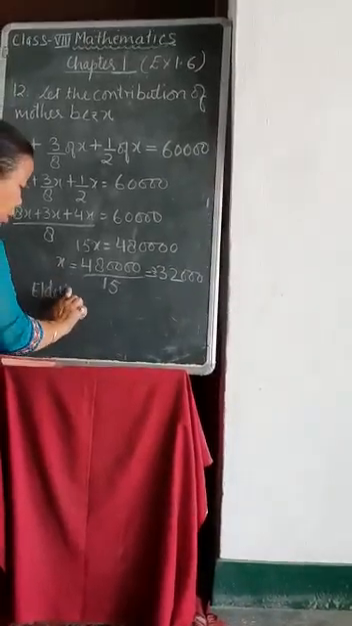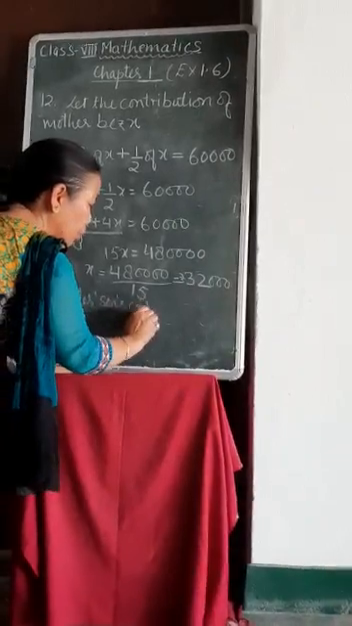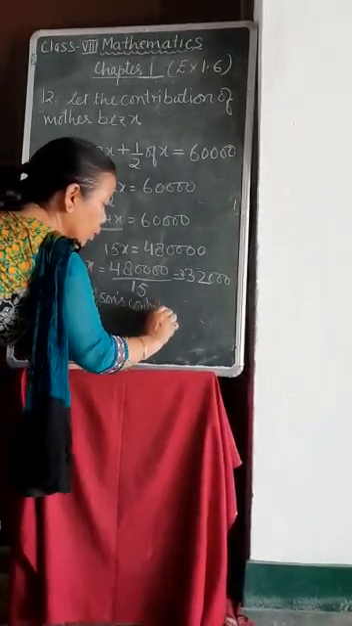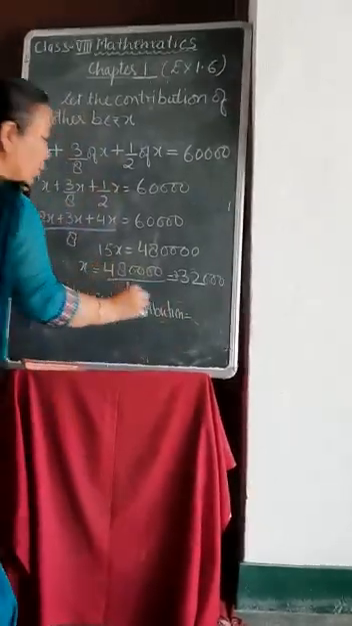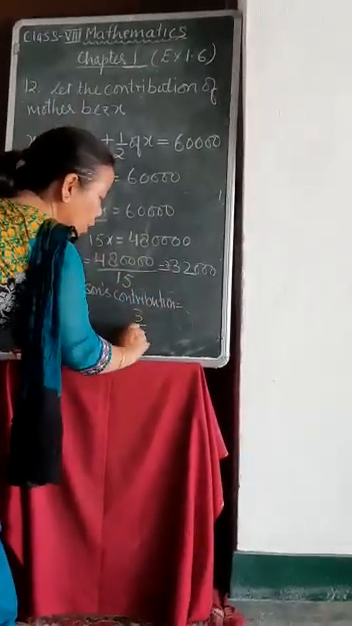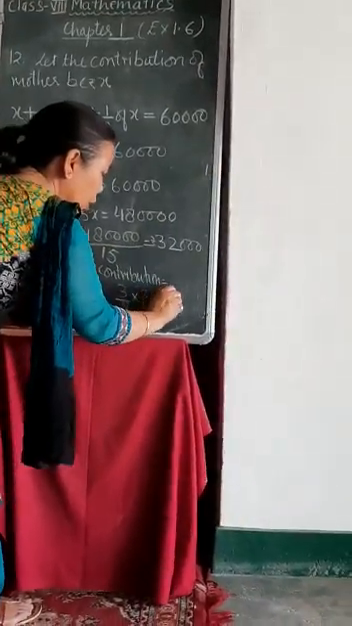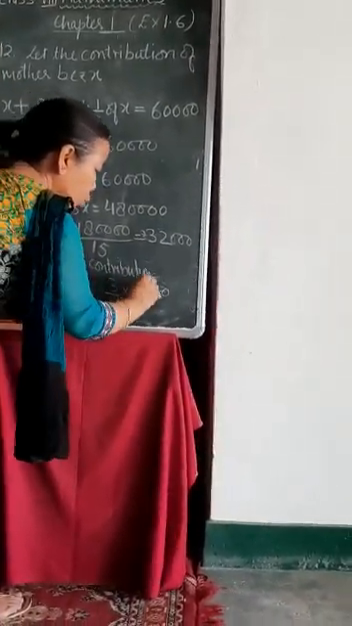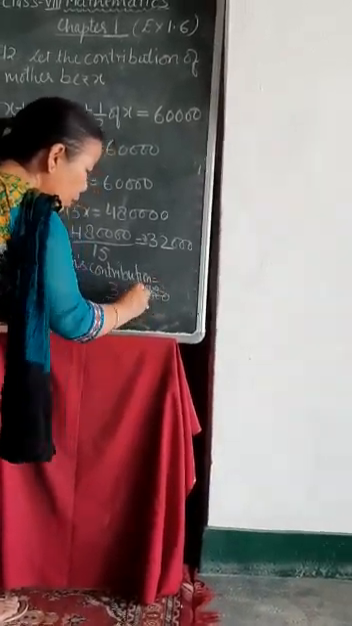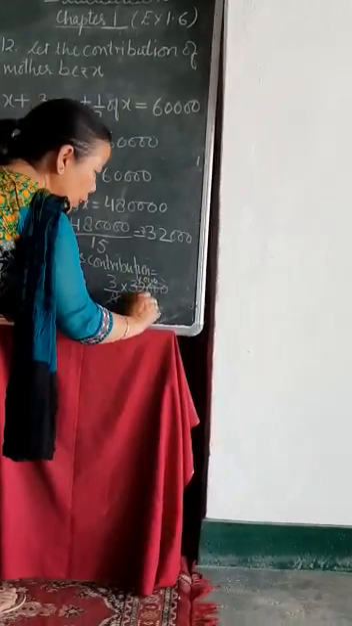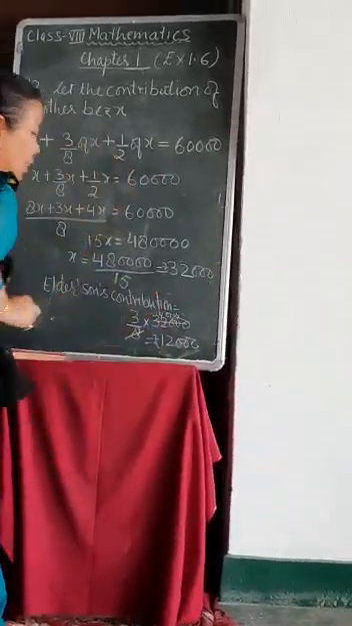Elder son's contribution is equals to 3/8 of this. 3 upon 8 multiplied by 32,000. So 8 fours are 32 and 3 zeros. If we multiply this 4,000 by 3, we get 12,000. So this is the contribution of the elder son.